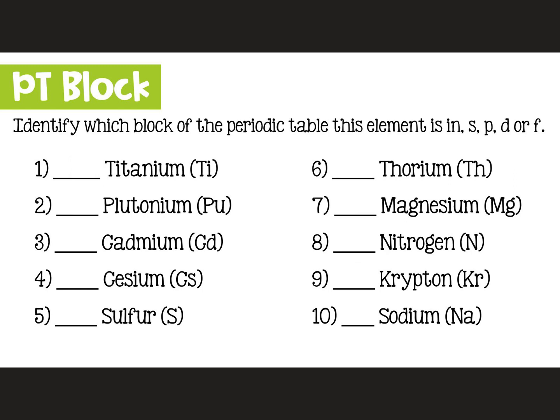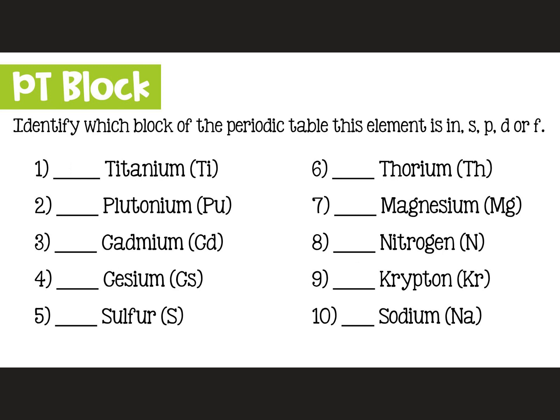Sulfur, S, atomic number 16, is to the right side of the periodic table in the P block. And thorium, Th, is atomic number 90, at the bottom of the periodic table in the F block. Magnesium, Mg, is atomic number 12 and is on the left side of the periodic table where the S block is. Nitrogen, which is N, or atomic number 7, is on the right side of the periodic table in the P block. Krypton, Kr, or atomic number 36, is also on the right side of the periodic table in the P block.